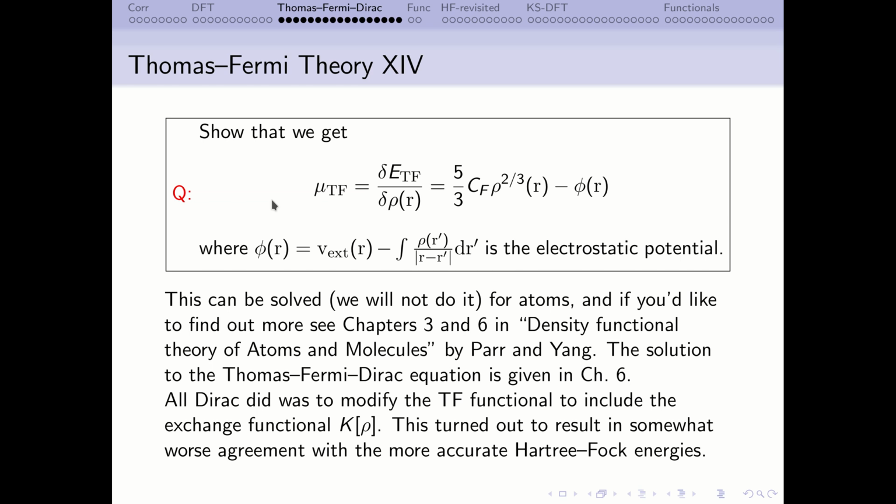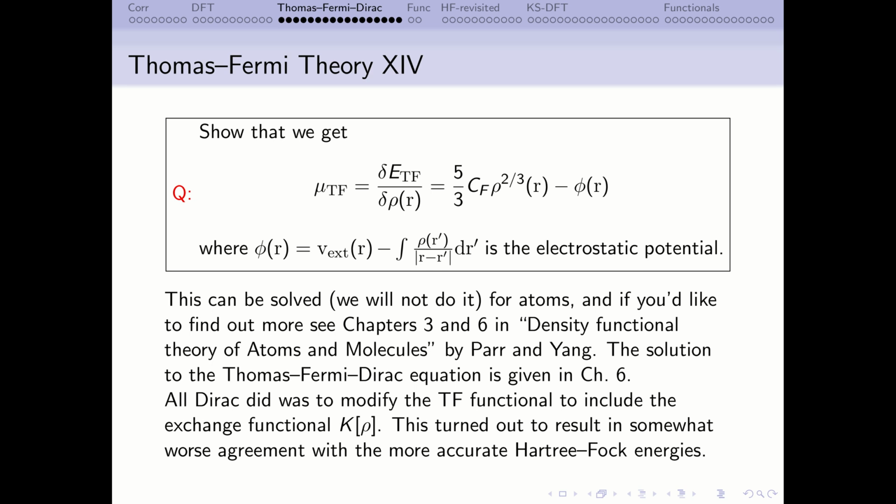This can be solved, and solving the Thomas-Fermi equations is quite interesting, but it's going to take us away from what we want to do in this course. If you are interested, have a look at chapter 3, where Thomas-Fermi theory is developed, and then chapter 6, where the equations are solved, in Density Functional Theory of Atoms and Molecules by Parr and Yang. The solution to the Thomas-Fermi-Dirac equation is given in chapter 6, and as I've said before, all Dirac did was to modify the Thomas-Fermi functional to include the exchange functional K of rho.